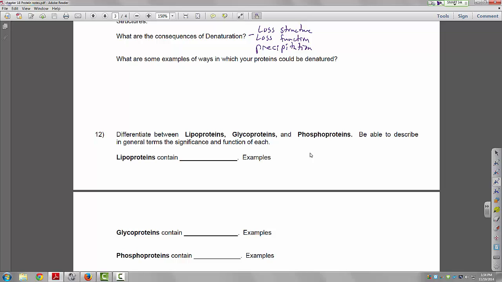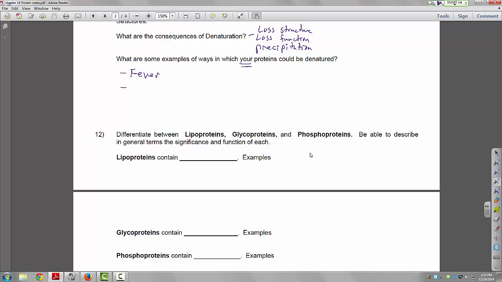What are some examples of ways in which your proteins could be denatured? What I'm asking is, what might happen to you personally that would result in denaturation? Well, we said heat can disrupt those hydrogen bonds, right? So with heat, we're talking about fever.